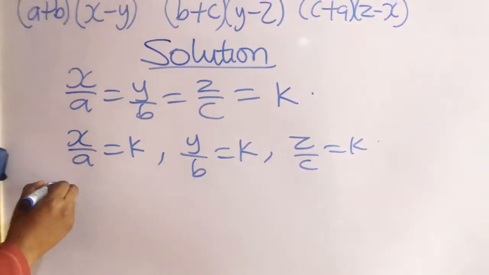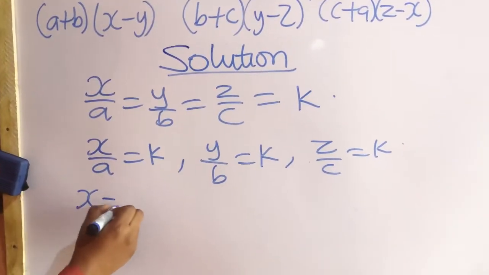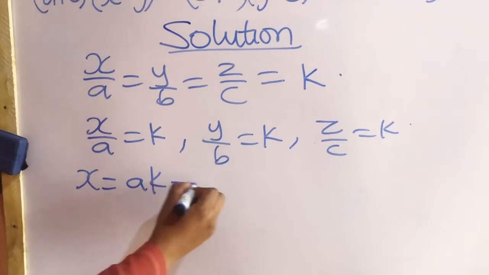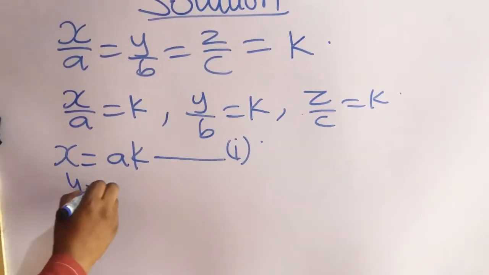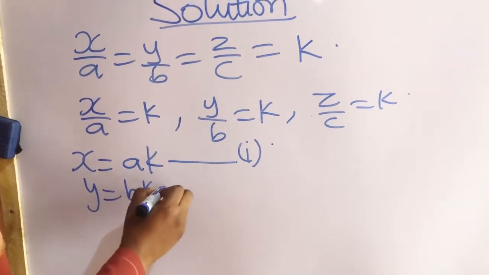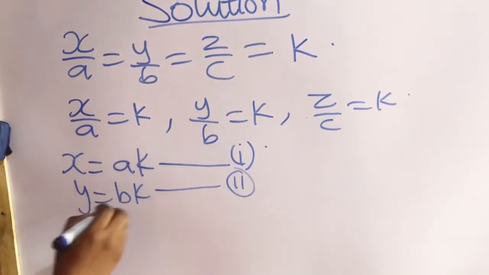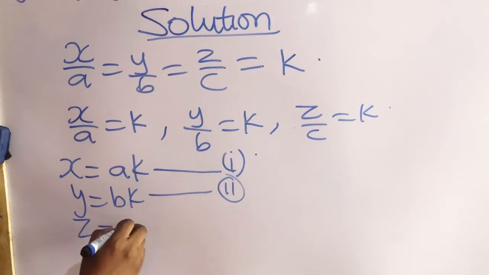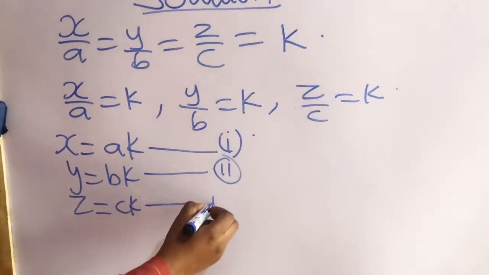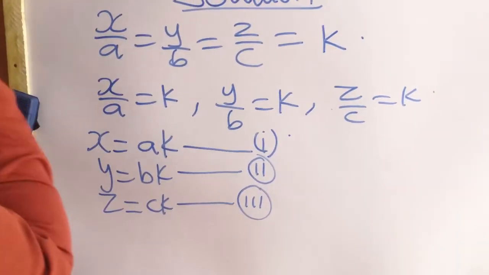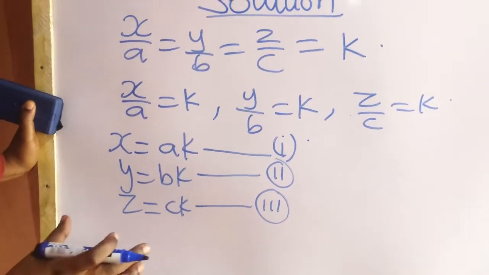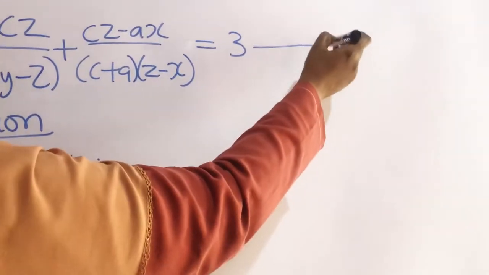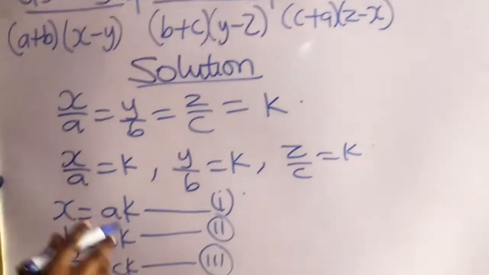Now from here we can see that x is equal to ak. So let's call that one equation 1. Y is equal to bk, equation 2. And z is equal to ck, equation 3. Now the values of x, y, and z, we are going to substitute everything inside this equation given to us. So let's name it equation asterisk.